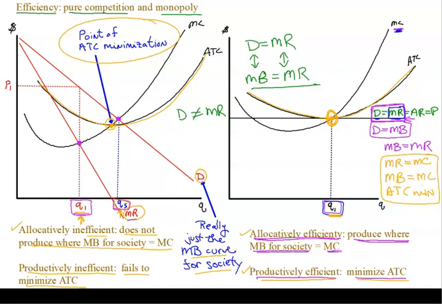But for the pure monopolist, the demand is not equal to the marginal revenue. The marginal benefits, which is what society wants, are not equal to the marginal revenue. And that's why everything breaks down. That's why in pure competition, the firm is allocatively and productively efficient, but in monopoly, they are allocatively and productively inefficient.